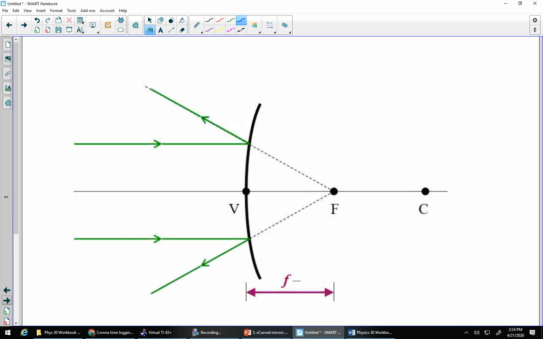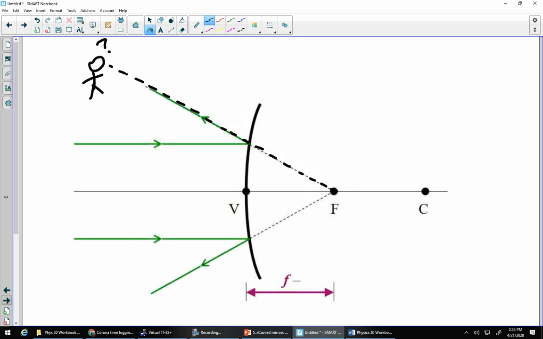And in this particular case, if a person was standing over here, that's not a felt pen. If a person was standing over here and saying, I wonder where that light ray is coming from. Remember that people think that light rays travel in straight lines. So that person would think that that light ray is coming from behind the mirror.